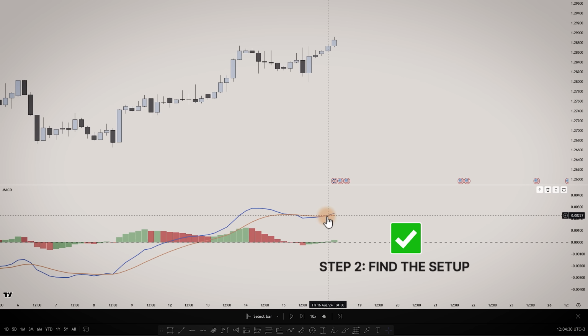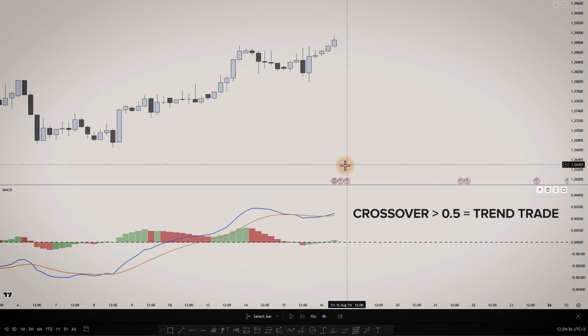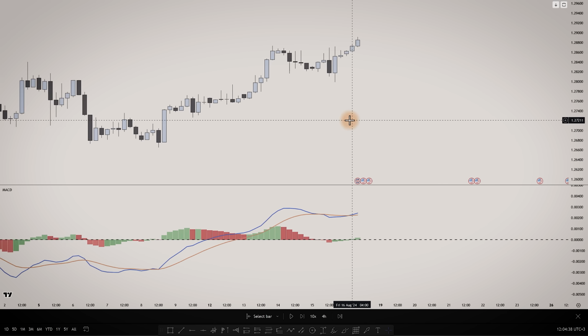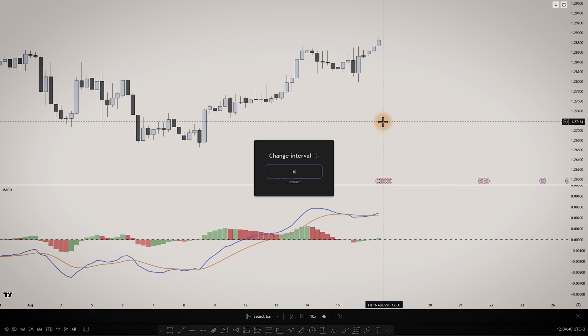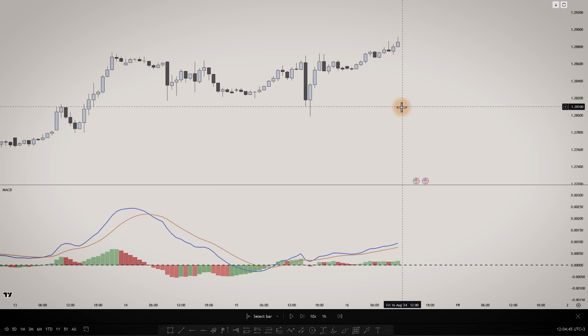Step 2 is to find the setup. I scan for System 1 or System 2 signals. Are there any crossovers far from 0? That's a trend trade. Any divergence forming? That's a reversal trade. I mark the best 3 setups on my charts.